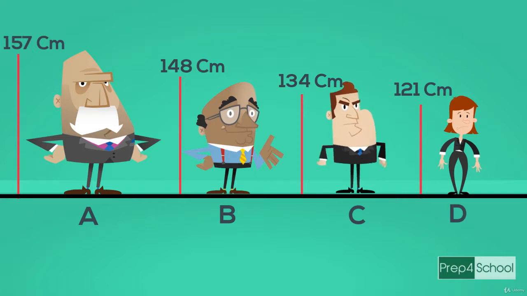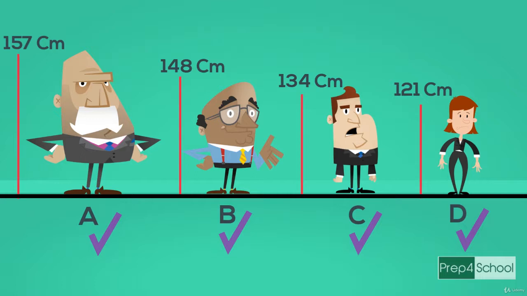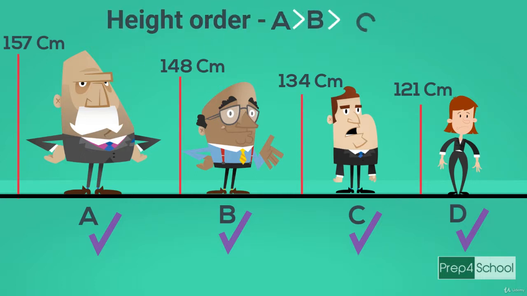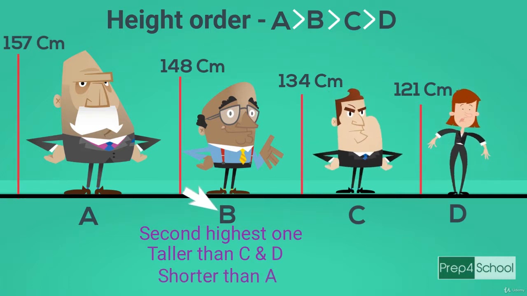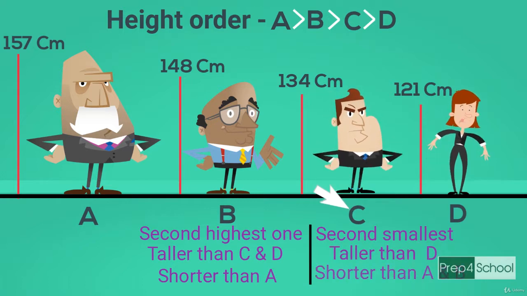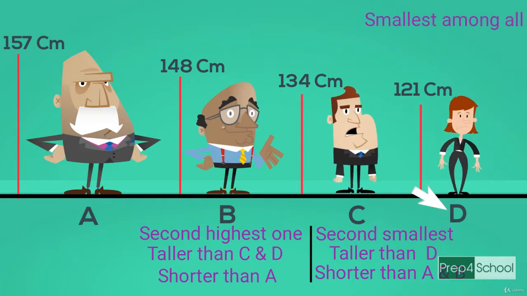So, first of all, arranging them in height order will be like this. A is first, then B, then C and D. From this picture, we can say that A is the tallest one, or A is taller than B, C and D. What about B? B is the second highest, taller than C and D but shorter than A. In the same way, C is the second smallest, which is taller than D and shorter than both A and B. And D is the smallest among all, which is shorter than A, B and C.